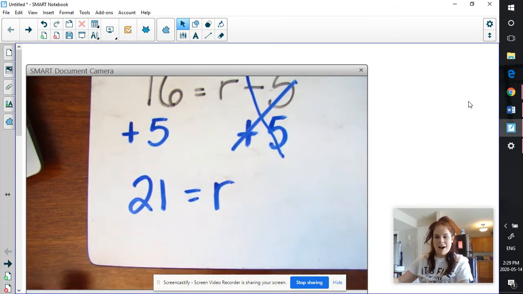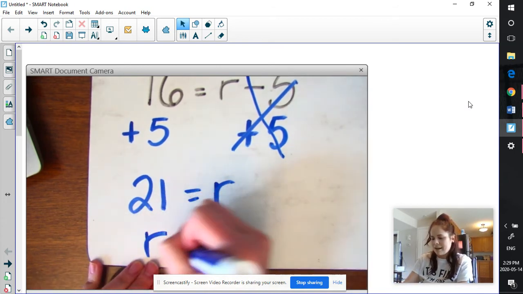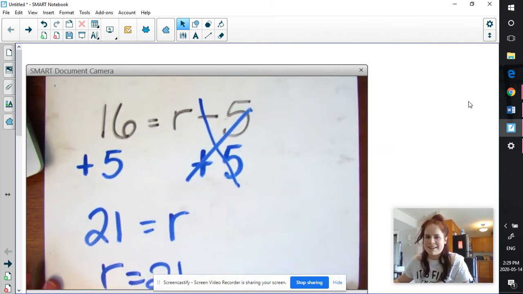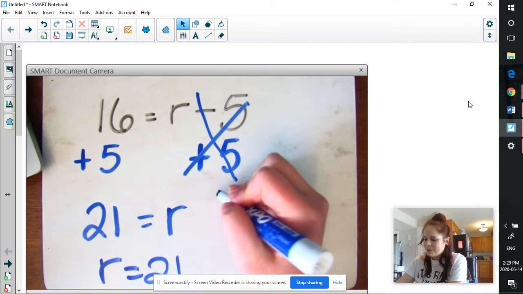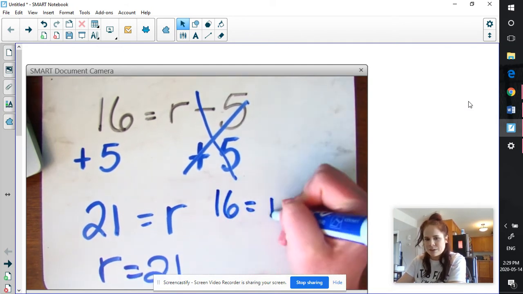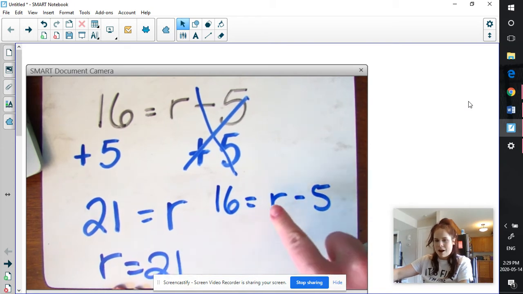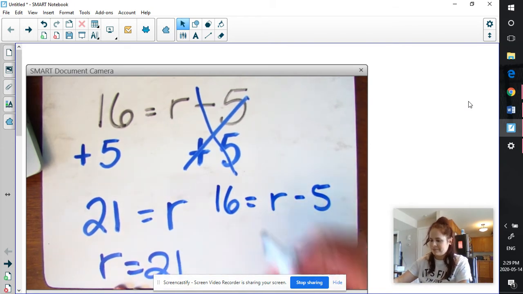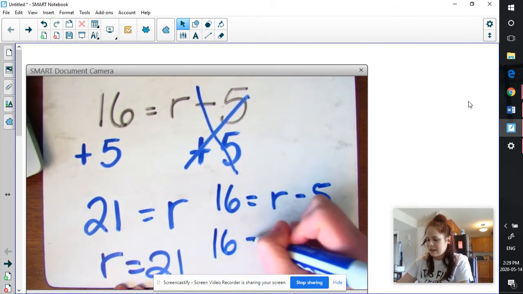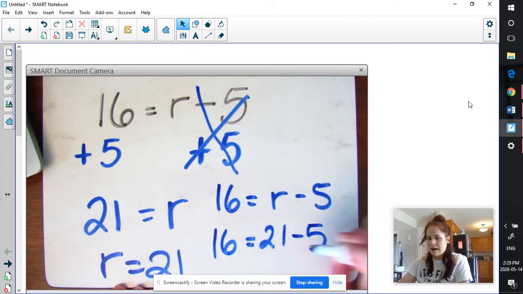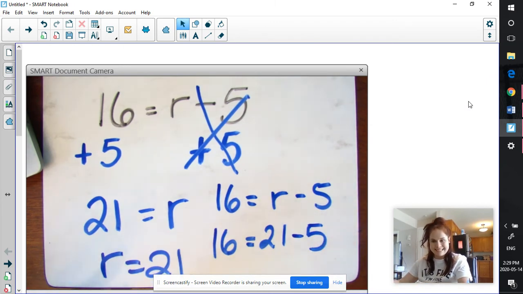Now you could write this the opposite way as well. You could write r equals 21. But remember the trick I taught you about checking your answer. So let's do that. My original equation was 16 equals r minus 5. I'm going to substitute 21 in for r and make sure that my answer is right. So I'm going to do 16 equals 21 instead of r, minus 5. What is 21 minus 5? 16. So my answer is right.